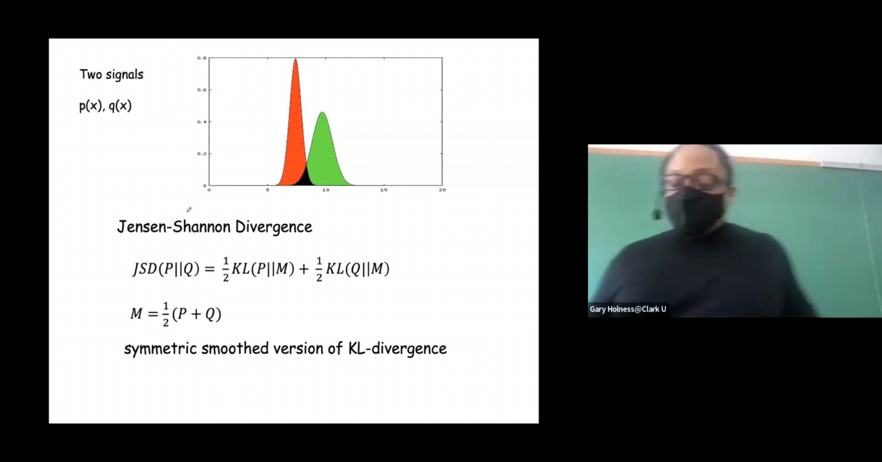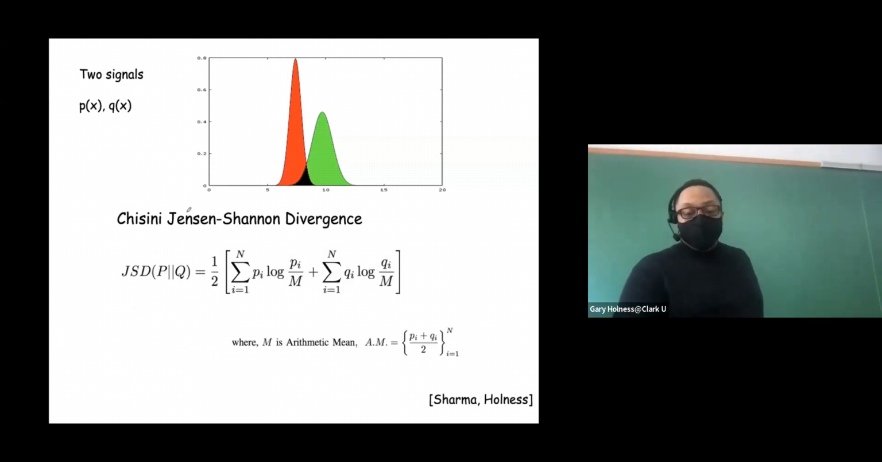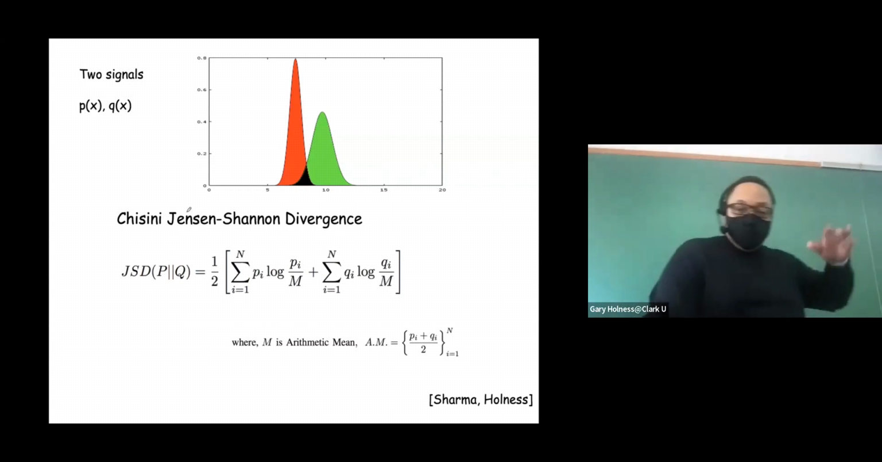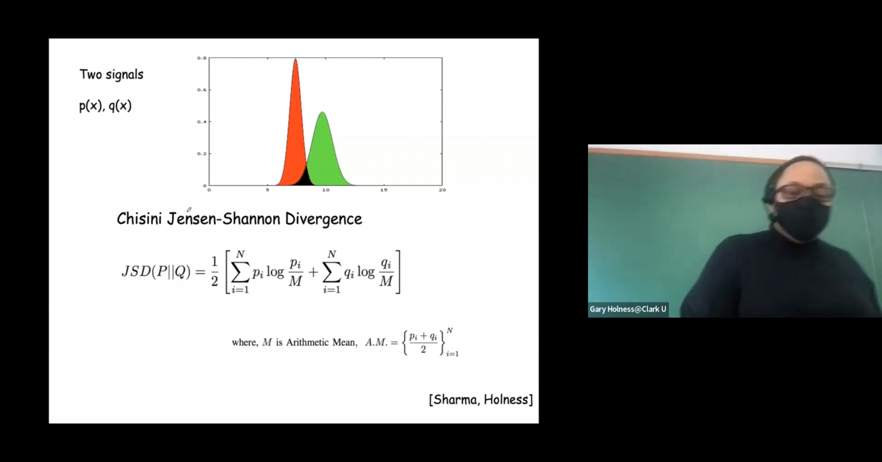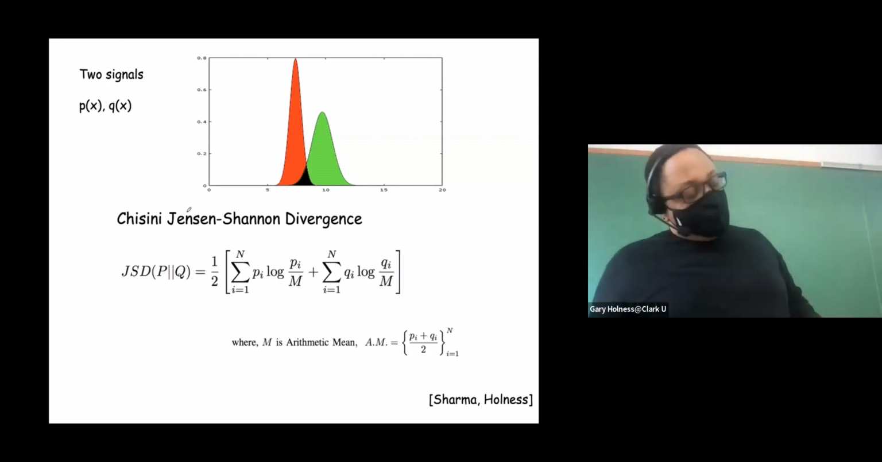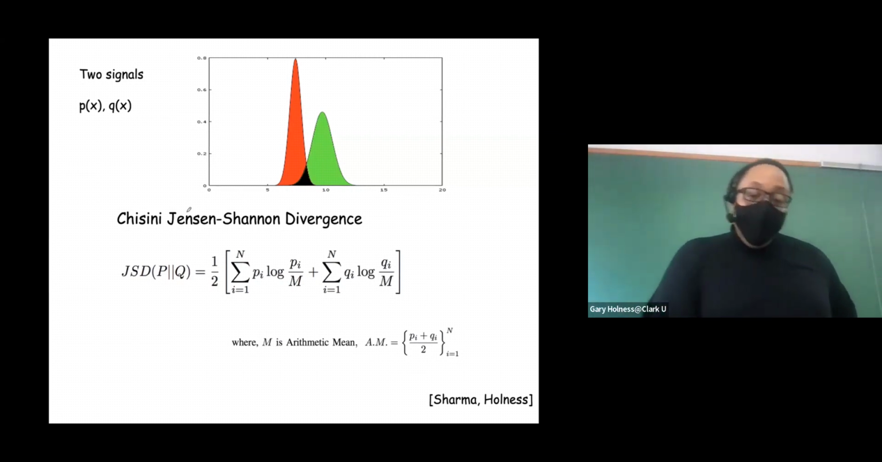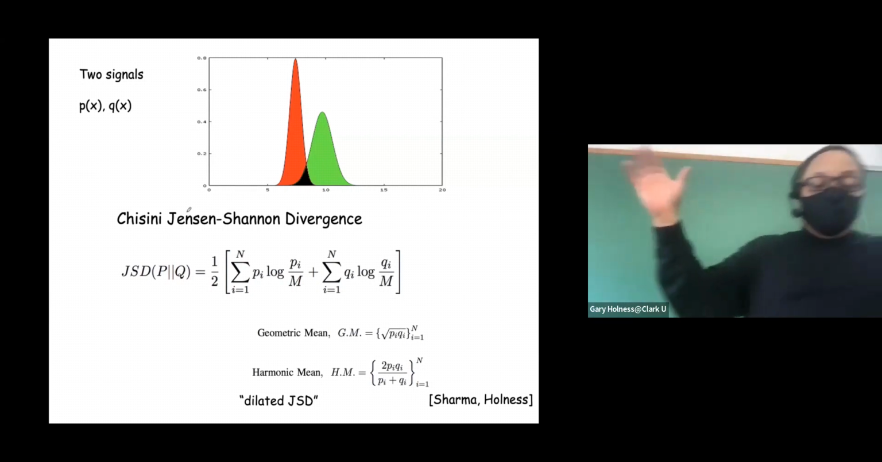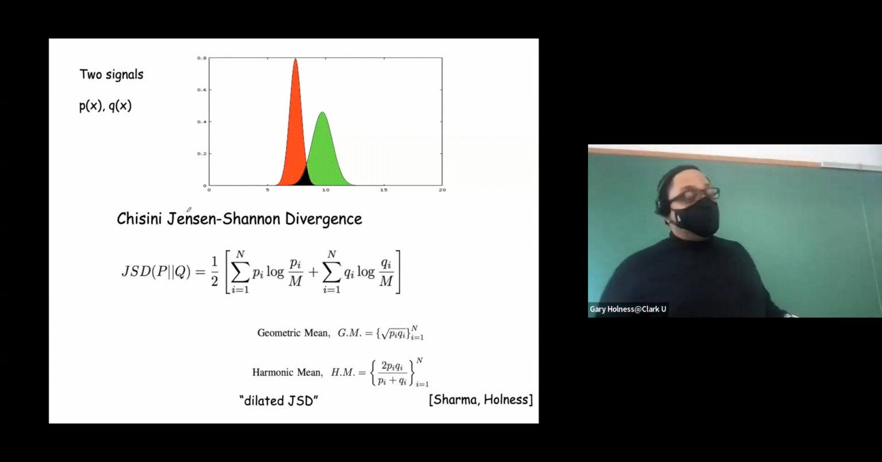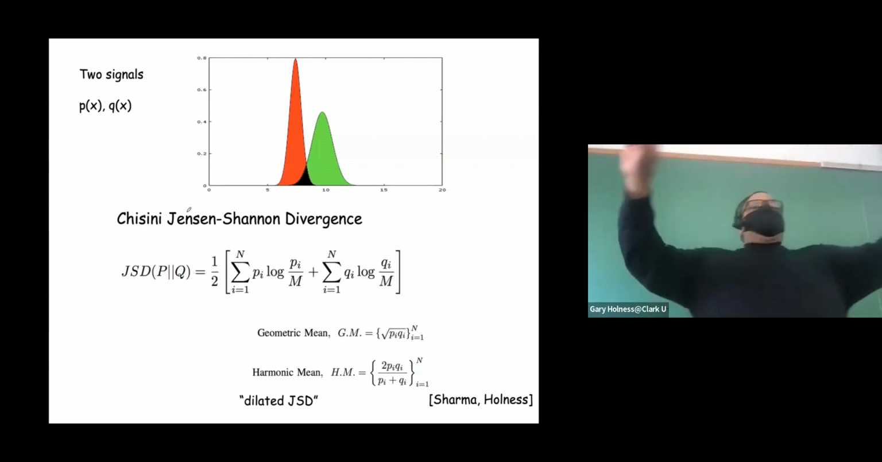Now, this is the so-called symmetric smooth version of the KL divergence. And in a contribution I made with my graduate student, Piyush, who's now at Army Research Lab, we changed the Jensen-Shannon divergence because it has a flaw. We took this midpoint, this arithmetic mean distribution, and replaced it with a family of means, the so-called Shishini means, which have desirable properties. What it does is take the range of this Jensen-Shannon divergence and dilate it, stretch it out.